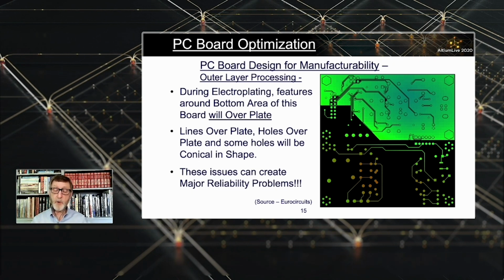Don't leave it uneven. And oh, by the way, the reason they need thief copper around the outer perimeter, imagine the top edge of this board is one of the boards at the outer edge of the panel.